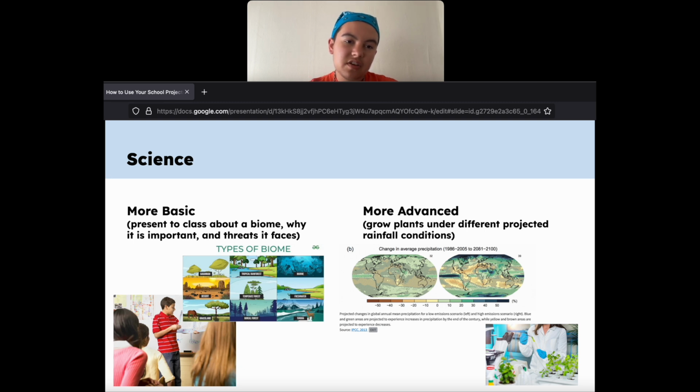For science, this is probably the one that maybe feels like the most obvious one, because climate change and environmental issues are usually posed as a science question.